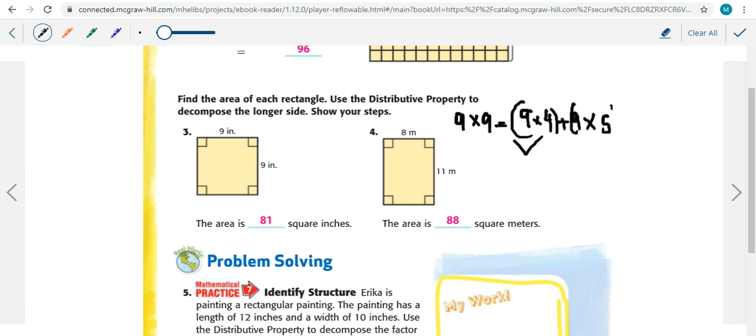How much is 9 times 4? 36. And 9 times 5 is 45. So we need to add 36 plus 45 is 81. Now, the answer for number 4 is 88, but make sure that you show your steps.